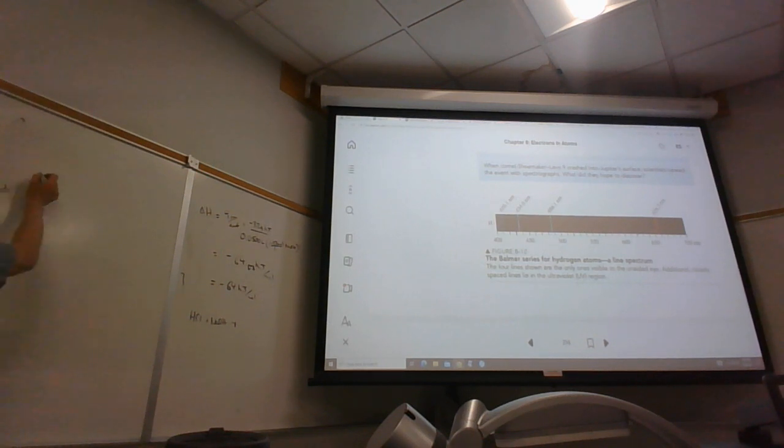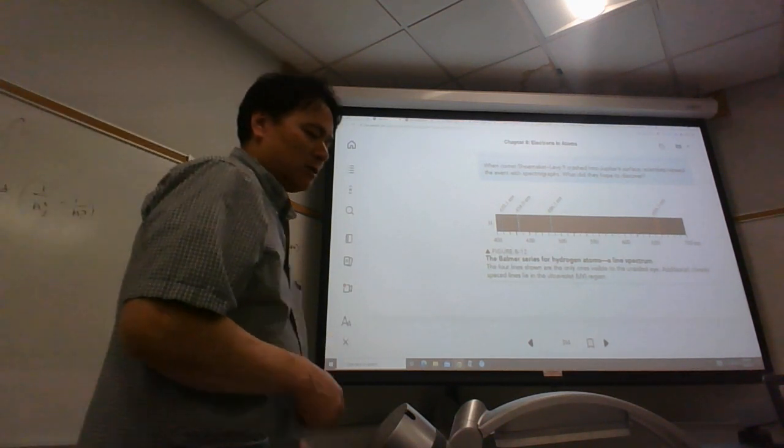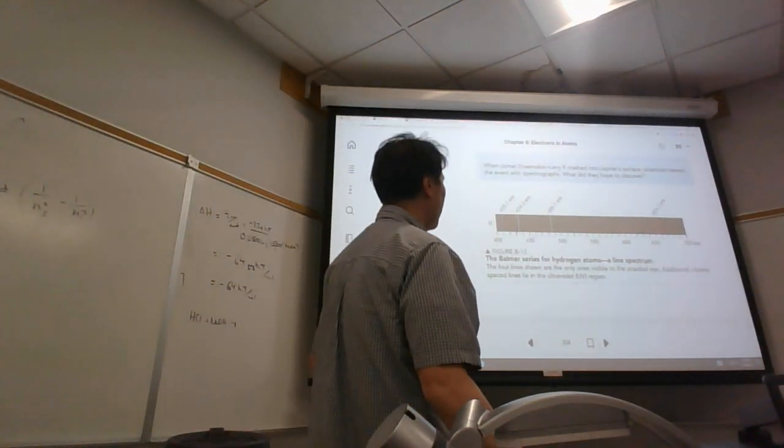So this is a minus constant times 1 over n final squared minus 1 over n initial squared. Do you see this mathematical pattern in that? Where n is an integer from 1 on? No, I don't see it either, but somebody did. You know, somebody spent a lot of time trying to figure it out.